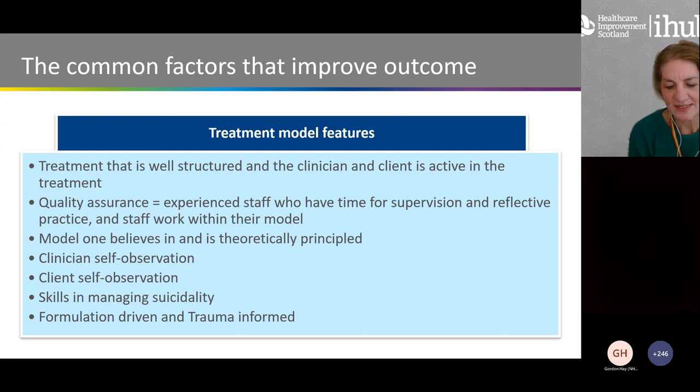So I trust that this is my last slide. Am I right with that? I trust that this brief look at evidence was interesting and will continue to inform our programme and influence our service design in Scotland. Thank you.